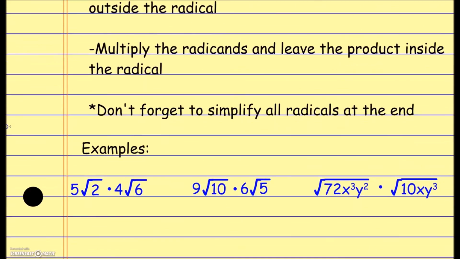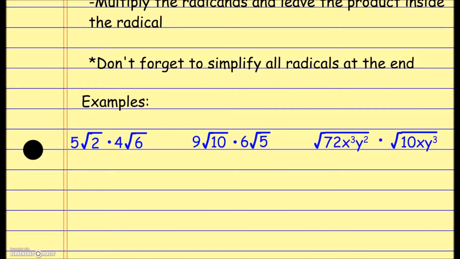For example, when I look at something like this, I've got to keep these things separate. This 5 can't just jump in here with the 2, and this 4 can't just jump in here with the 6. So that means this 5 can't jump over here and multiply with the 6, and this 4 can't deal with this 2. We have to keep these things separated. So we say, stuff on the outside with stuff on the outside, so the 5 times the 4 gives me a 20.